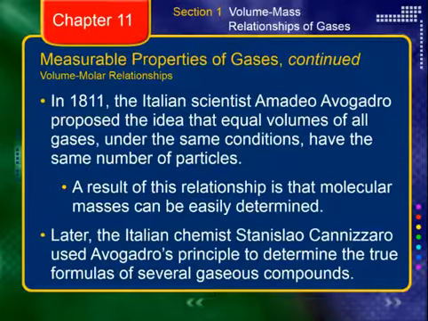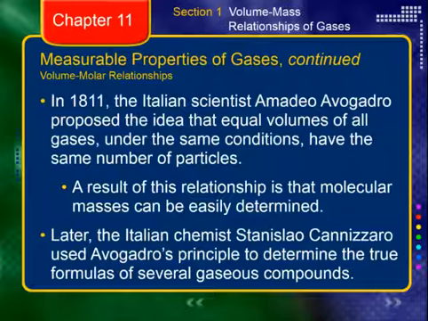So in 1811, the Italian scientist Amadeo Avogadro proposed the idea that equal volumes of all gases under the same conditions have the same number of particles. So I'm going to read that again. Equal volumes of all gases, it does not matter what gas, have the same number of particles. Same volume means same number of particles, as long as we're talking about a gas, and as long as we're under the same conditions.